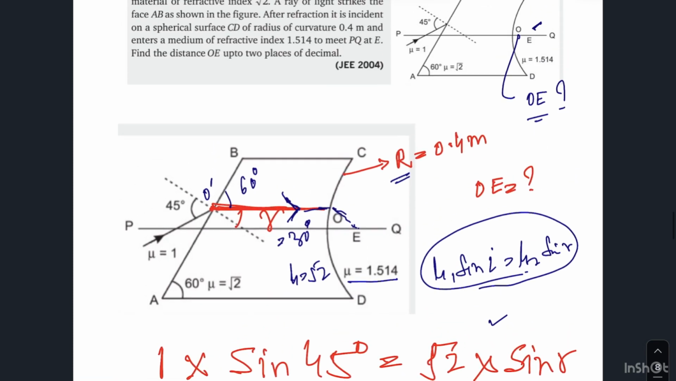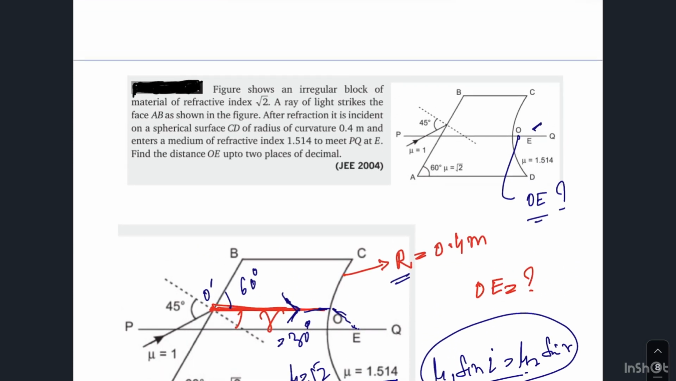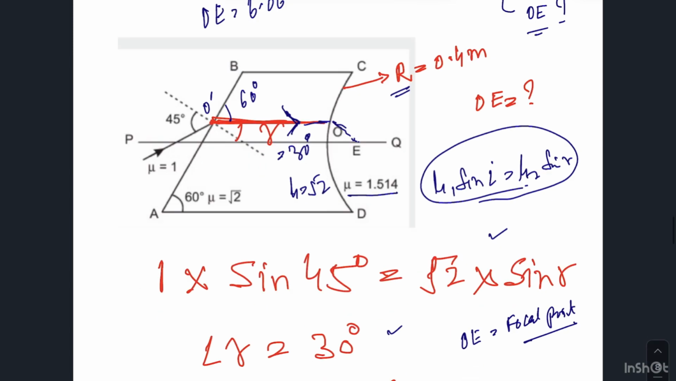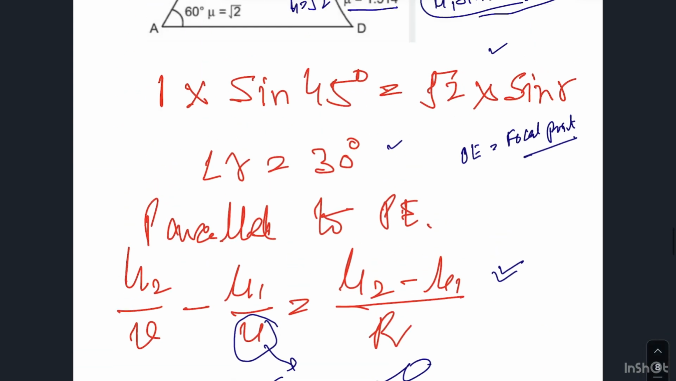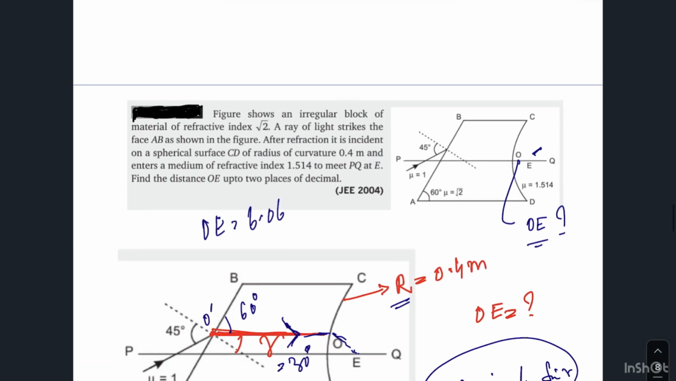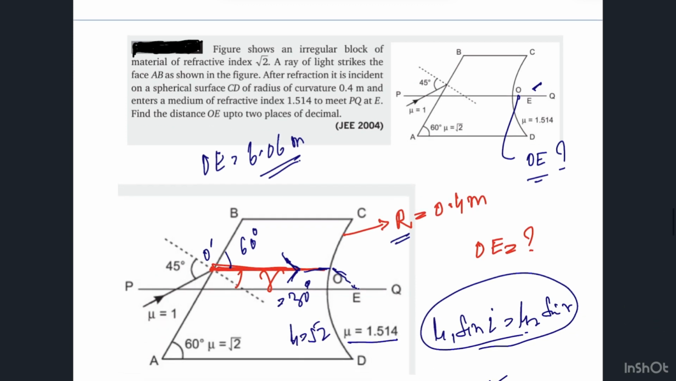this is the solution of this. So OE comes as 6.06. It is meter, I think. Meter, of course. So all the figures are given in meter. Correct? So this is how we can find out, or we can solve this.